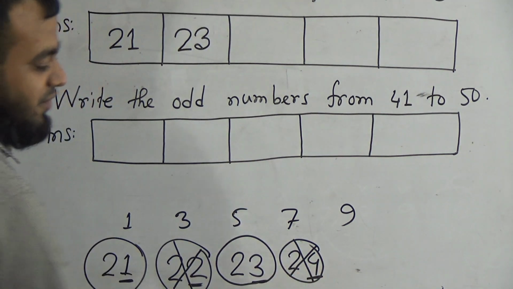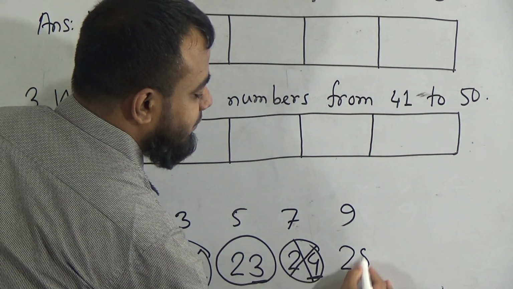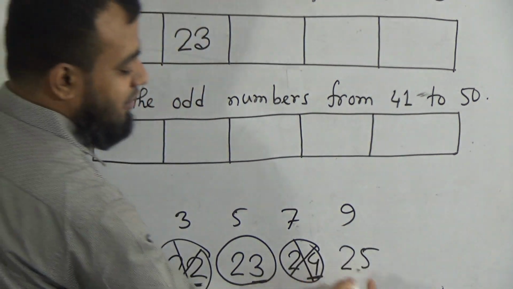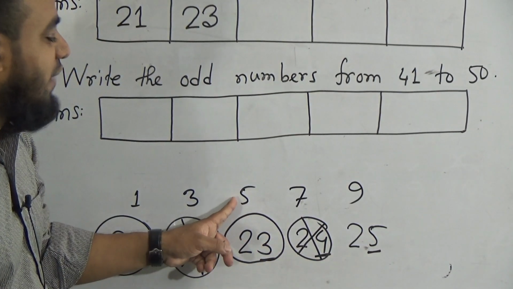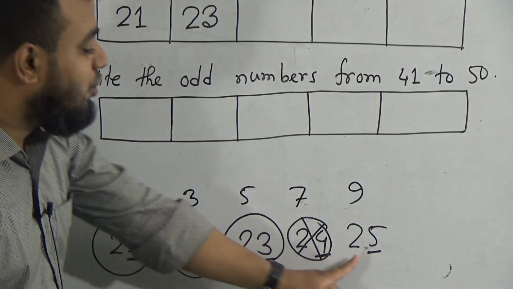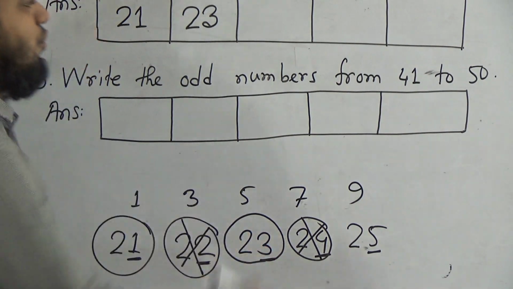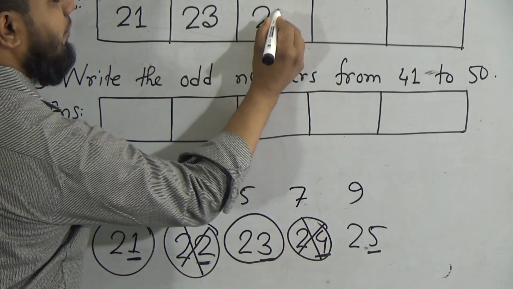Now the next number is 25. My dear students, 25 has 5 in the right side and 5 can't make a pair. That is why 5 is an odd number, so 25 is also an odd number. We can write down 25 in the next blank.